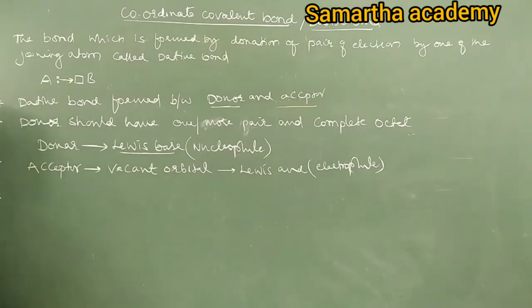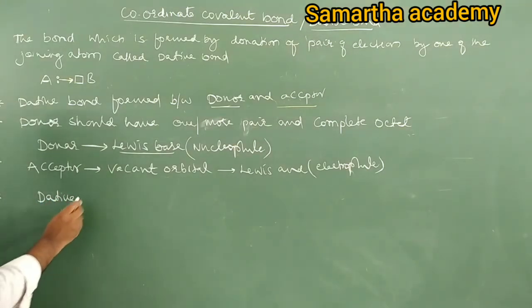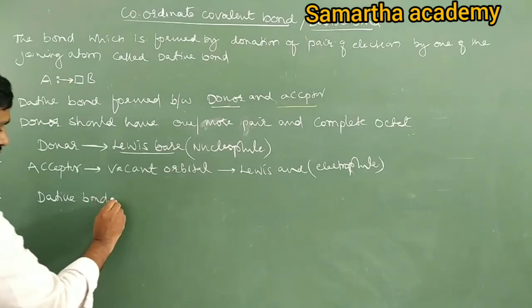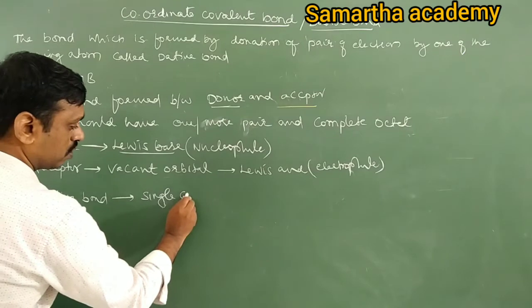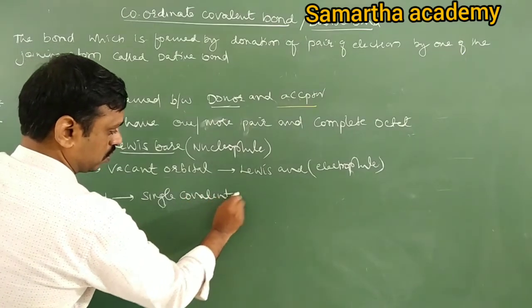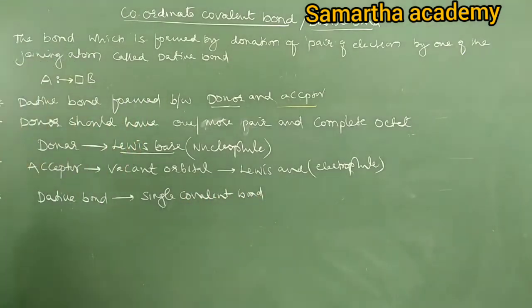A coordinate covalent bond or dative bond can be taken as a single covalent bond.